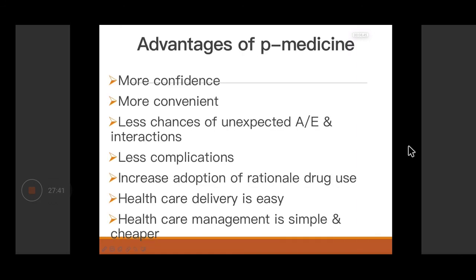Now, advantages of P medicine. I hope that before I move on to the advantages, everything is okay with you.